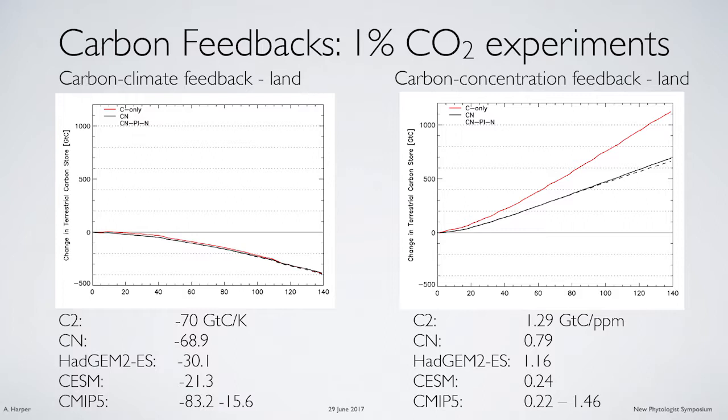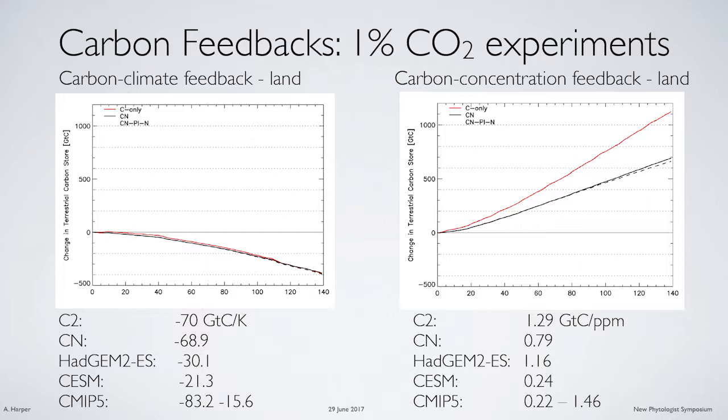It's also quite interesting to see what the carbon feedbacks in the model are. So these are experiments where the atmospheric CO2 is increased by 1% per year. If you only allow the vegetation to see the radiative effects of the increased CO2, then you get a picture of the carbon climate feedback. And that's negative because it's mostly warming and drying in some places, so the vegetation doesn't like that, so you lose carbon on land. On the other hand, if you let the vegetation only experience the CO2 fertilization impact of the increased CO2, then that's the carbon concentration feedback, and that's positive.